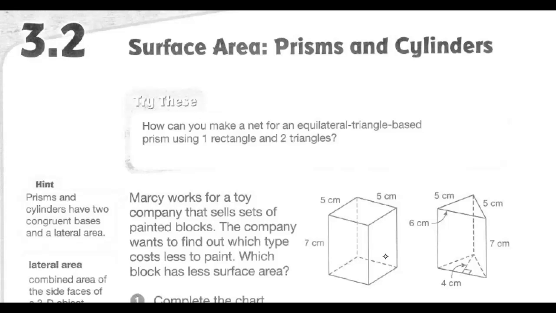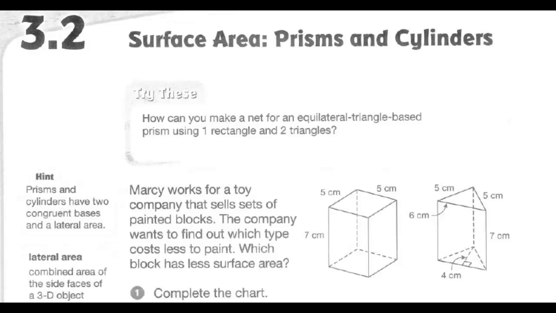So first one here says Marcy works for a toy company that sells sets of painted blocks. The company wants to find out which type costs less to paint, so which has the lowest or least surface area.